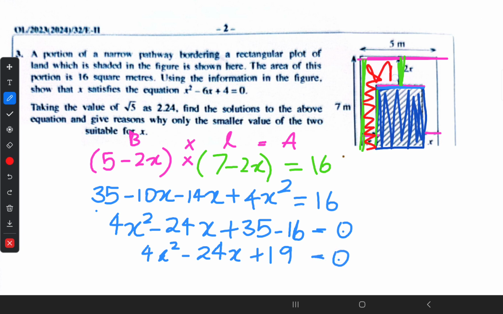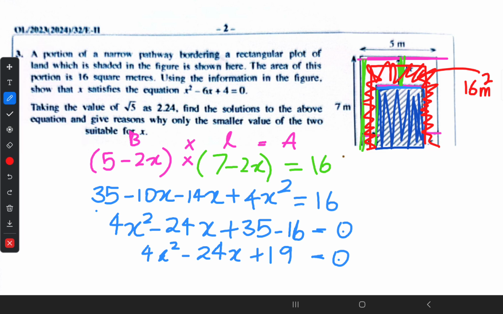This is our pathway, no? Inside that there is the land, and the exterior one is our border. The area of the pathway, the red-colored one, is given as 16 square meters. In the previous case I explained it in the wrong manner, sorry about that.